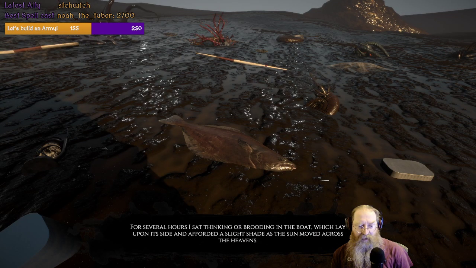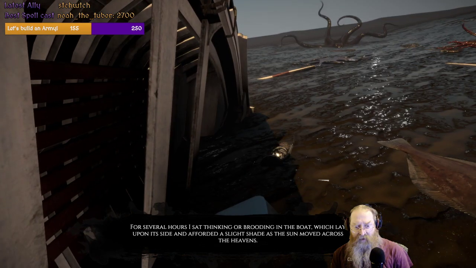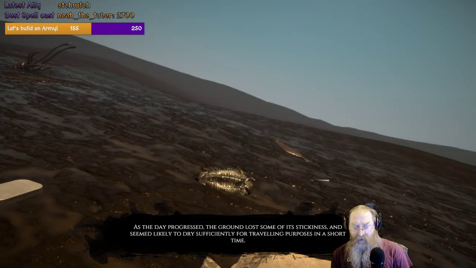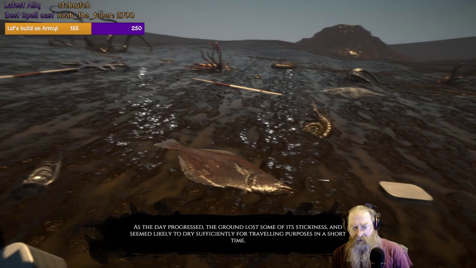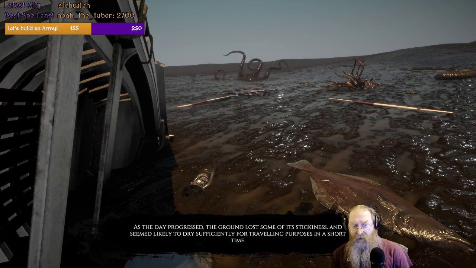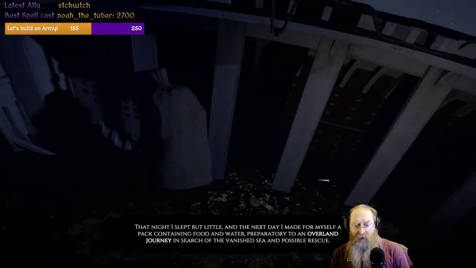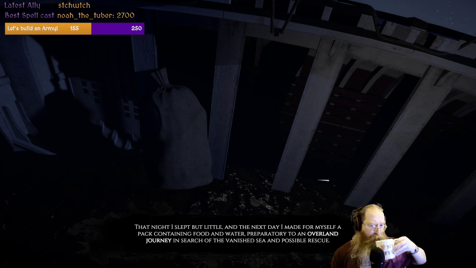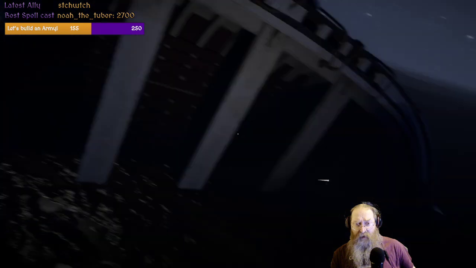For several hours I sat thinking or brooding in the boat, which lay upon its side and afforded a slight shade as the sun moved across the heavens. As the day progressed, the ground lost some of its stickiness and seemed likely to dry sufficiently for traveling purposes in a short time. Good. Because right now you are boned. That night I slept but little, and the next day I made for myself a pack containing food and water, preparatory to an overland journey in search of the vanished sea and possible rescue. Well, that'll be interesting.